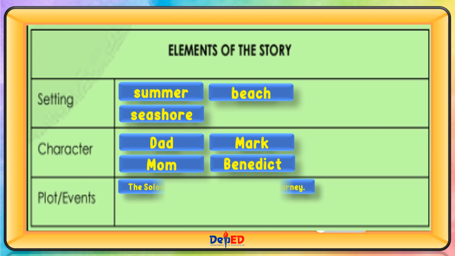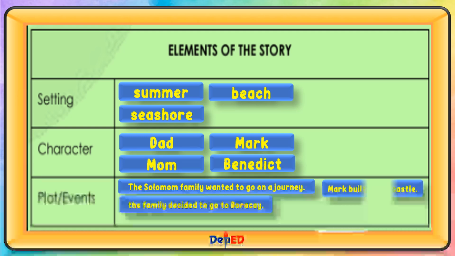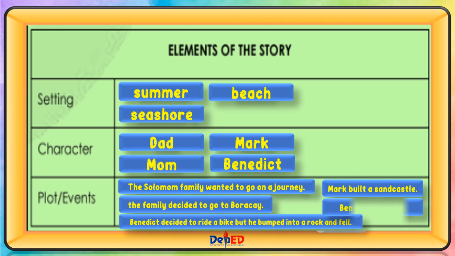The plot or events are: the Solomon family wanted to go on a journey. The family decided to go to Boracay. Mark built a sand castle. Benedict decided to ride a bike, but he bumped into a rock and fell. Benedict was sad.